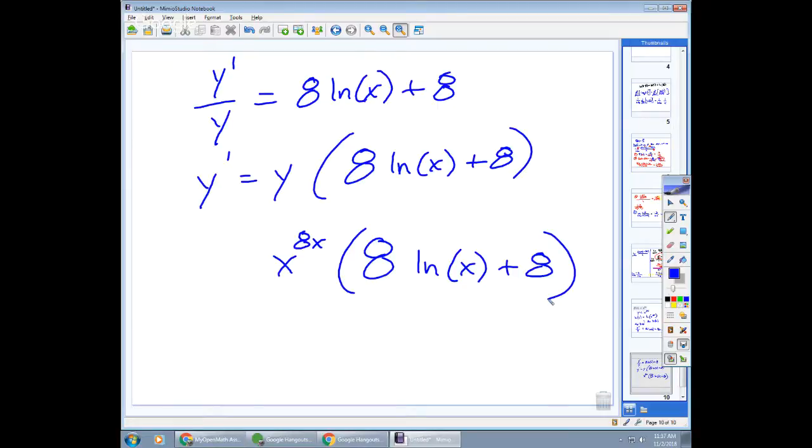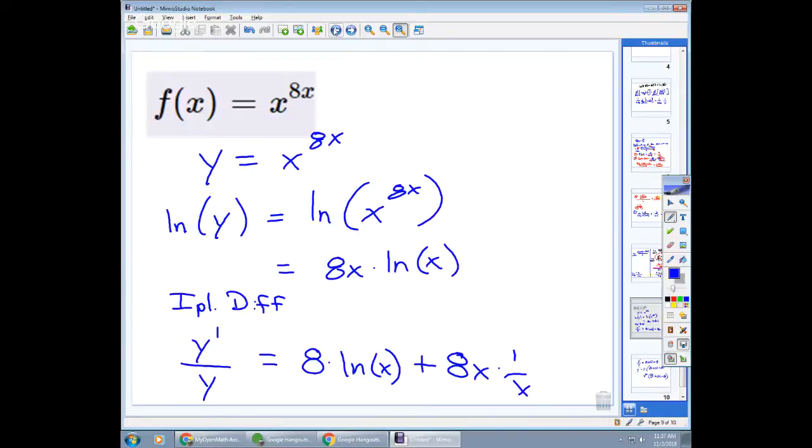Can you go back to that? Yeah. I lost it somewhere. Okay. Nice. 8x times 1 over x, okay. Yeah, because this is a 1 over x there. It's a 1. I didn't see that. So that's the derivative of the natural log. Yeah, so I had to do the product rule there.